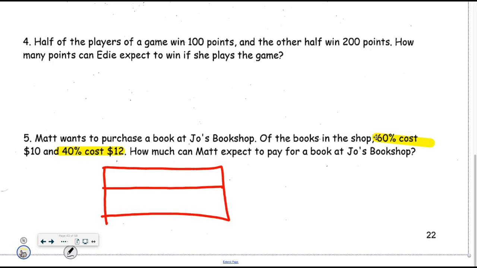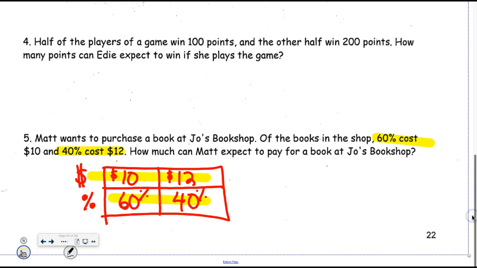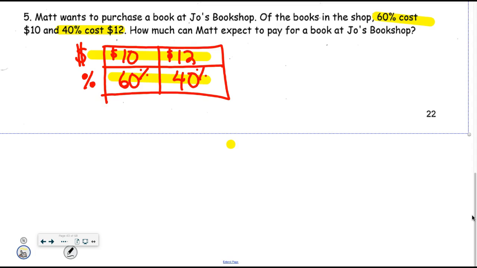Again, on the bottom is our percent. On the top is our prize, which is our book cost. So I'm going to put dollars. 60% chance for a $10 book. 40% chance for a $12 book. So again, you always put those percents in the bottom, and it's not always a prize, but what you're getting goes on the top. In the other one, it was points I was getting. With this one, it's money amount.